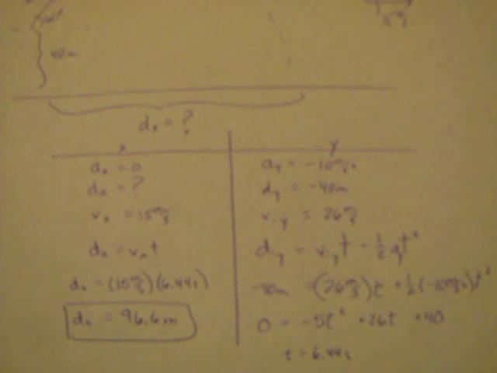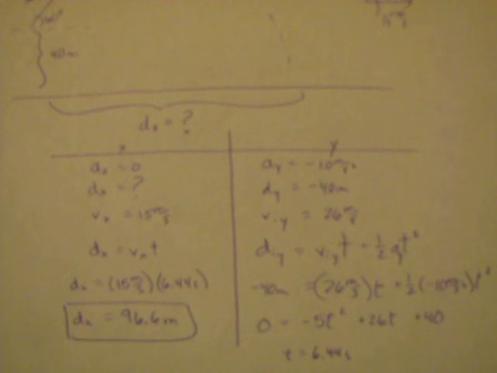Plugging the values in for the y side on the right side, negative 40 meters is 26 meters per second times t plus 1/2 times negative 10 meters per second squared times time squared. Be careful of the negatives, you will tend to drop them. Be careful of the squares, you'll tend to drop those also.